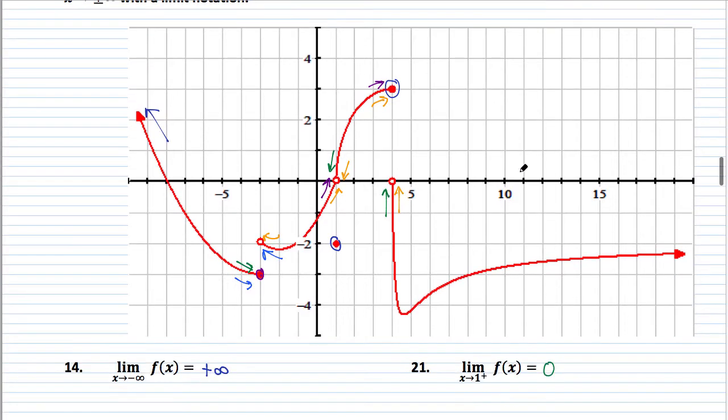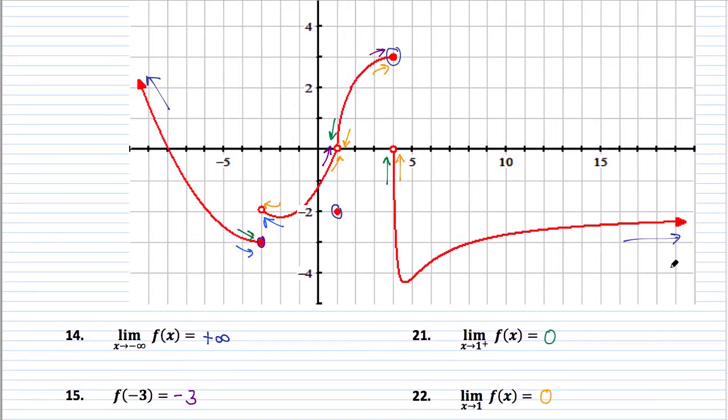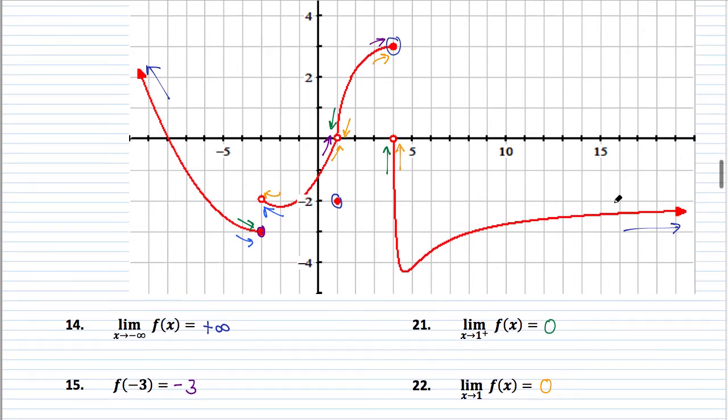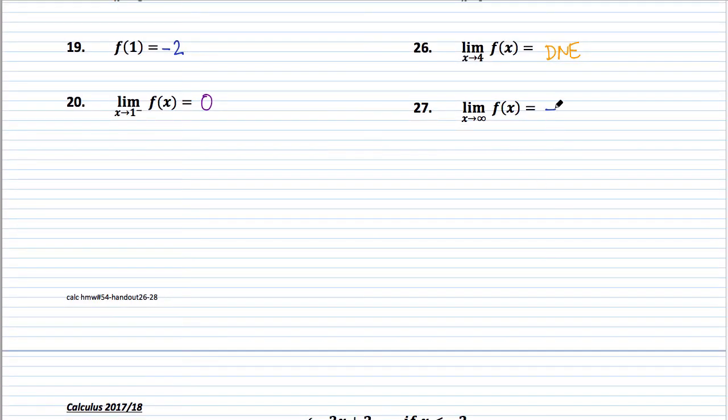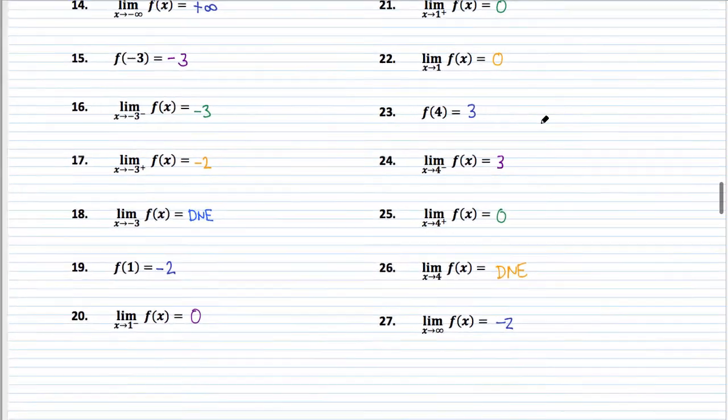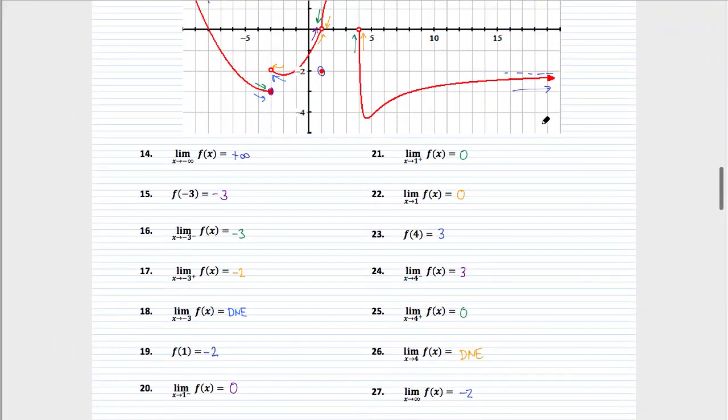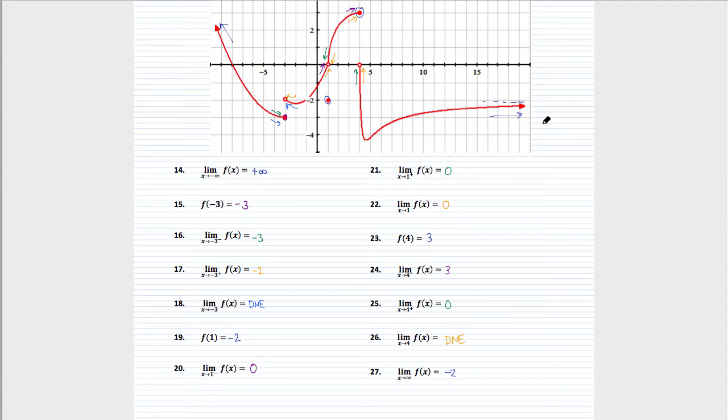And finally, as x approaches positive infinity, it appears that we have a horizontal asymptote on this end, which we can, I guess, assume goes to an asymptotic value of -2. So these tend to be fairly easy, but make sure that you understand when a limit exists and when it does not.